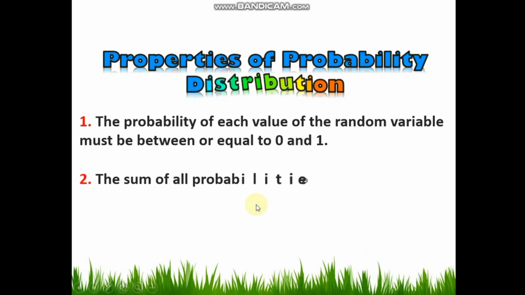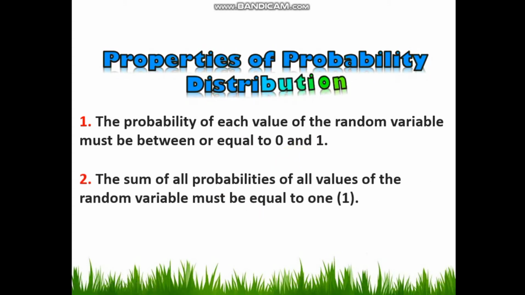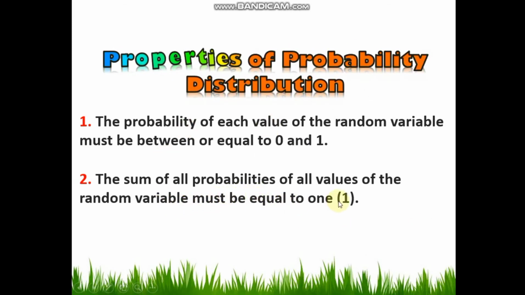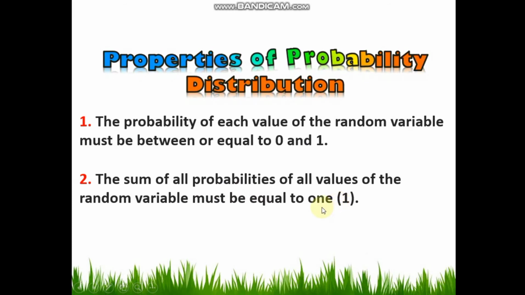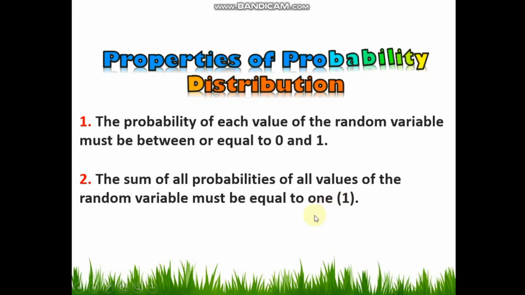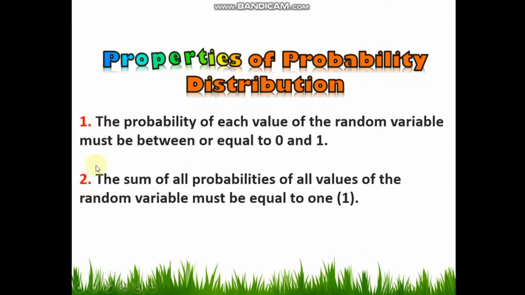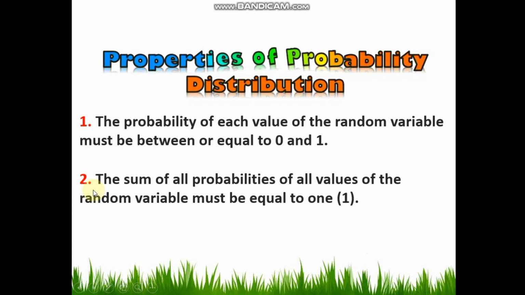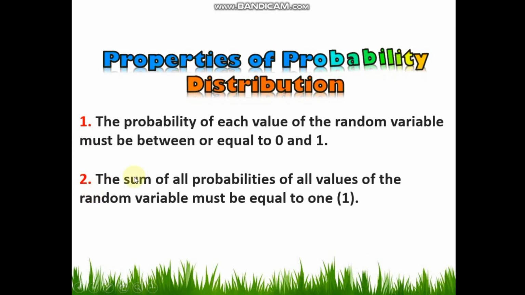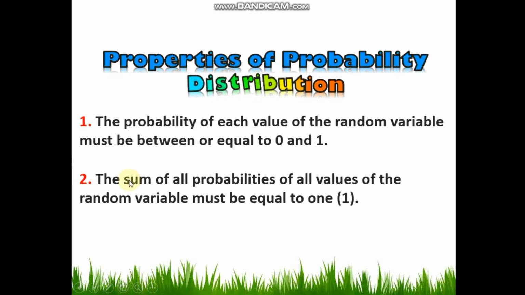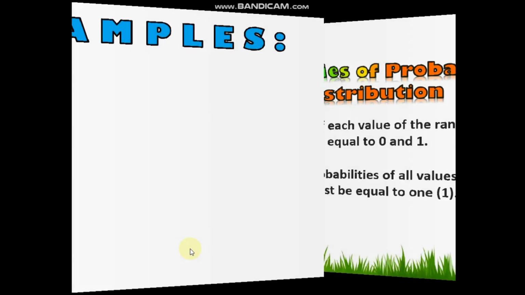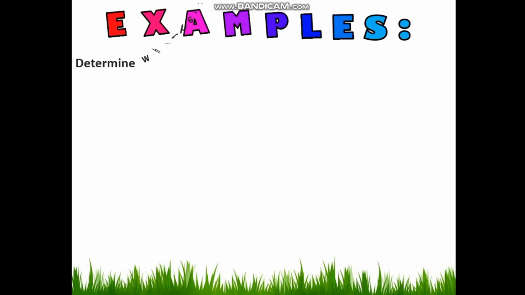The second property is, what you will inspect is the sum. The sum of all probabilities must be equal to 1. What that means is, you add all the given probabilities, and it must be equal to exactly 1. So, both property 1 and property 2 must be satisfied. If one of these is not satisfied, automatically the given is not a probability distribution anymore.